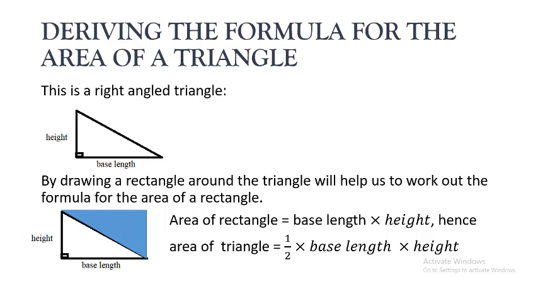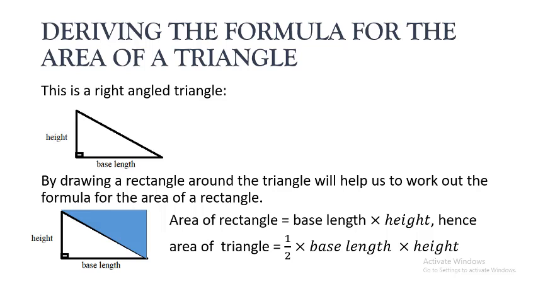Now, how do we derive the formula for the area of a triangle? If you can see there, we have two triangles. That means for us to find one triangle, we are going to divide the area of the rectangle by 2.